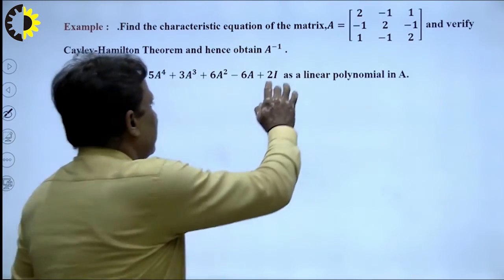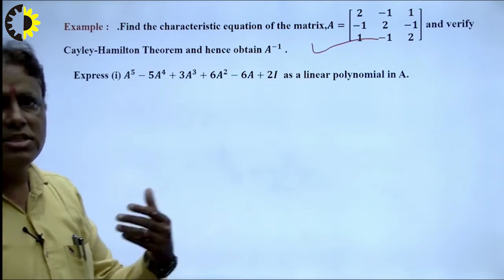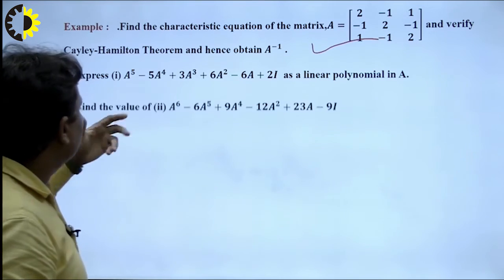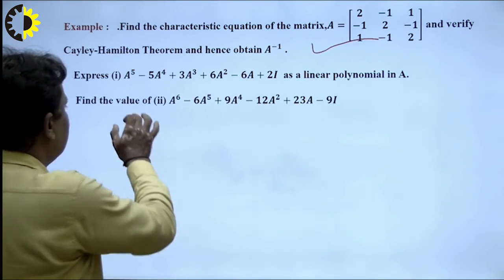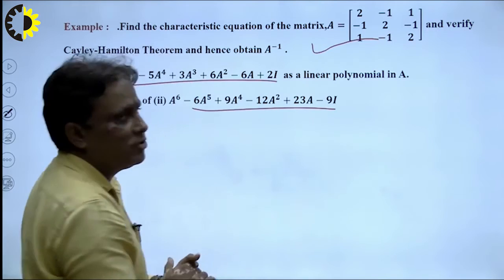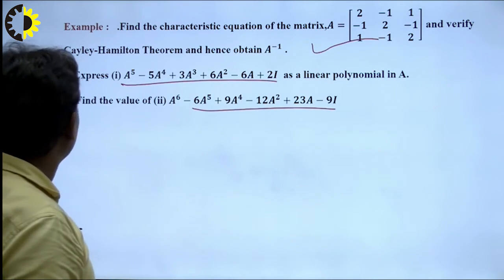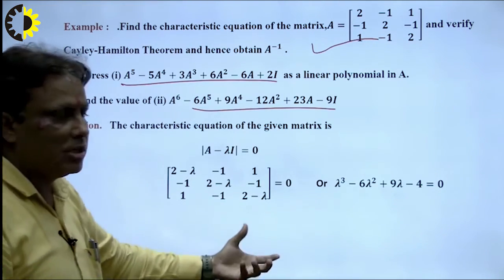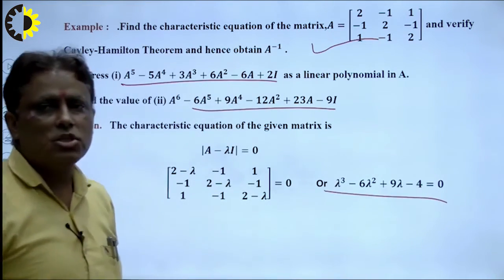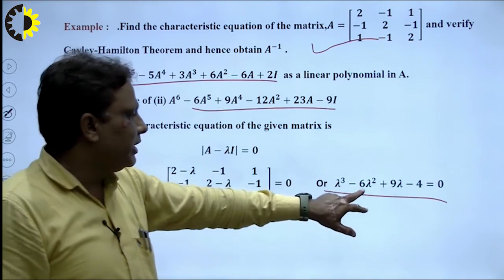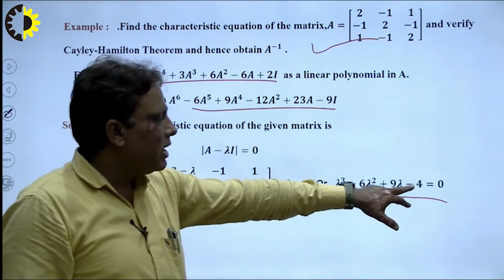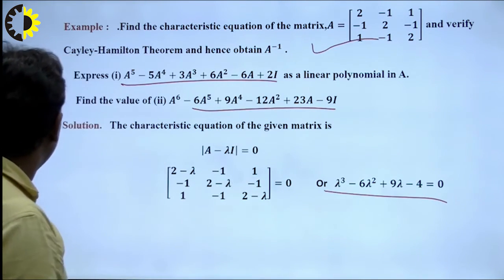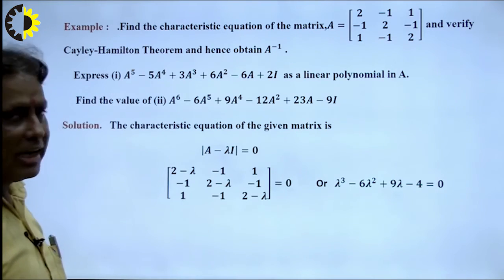Suppose this is A, and we verify the Cayley-Hamilton theorem and find A inverse. This is a very important problem that arises in many competitive and subjective exams. First of all, we calculate the characteristic equation by the previous direct method: lambda cube, minus the trace, plus the sum of the minors P, Q, R, minus the determinant of A. In this way we find the characteristic equation.